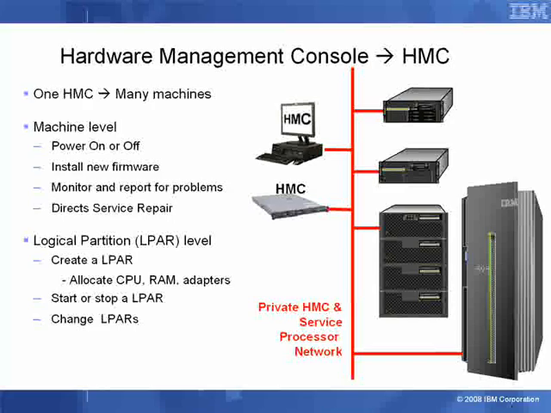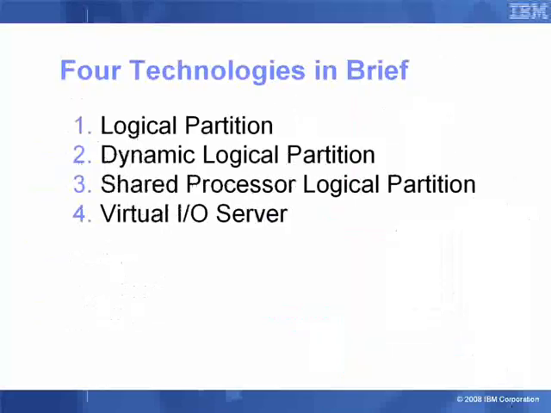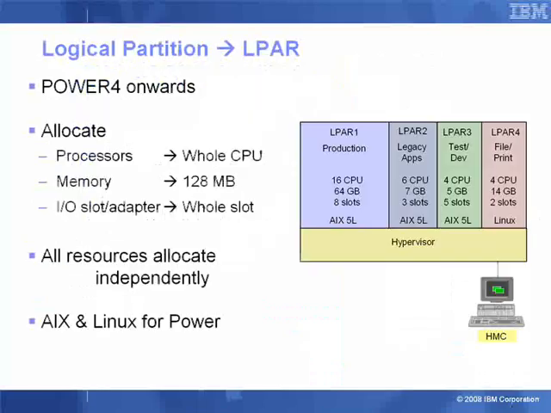Now let's look at these 4 technologies in the order in which they were introduced. Logical partitions came in with POWER4. This allows us to take a large machine and with the HMC request that it is broken up into several pieces and each of those runs as a separate machine with its own operating systems, applications and resources. We can allocate a whole CPU to a logical partition, a piece of memory in a fairly small size. The actual size depends on how much memory is actually in the machine. And we can allocate particular I/O or adapter slots.